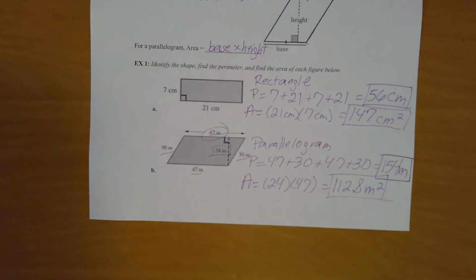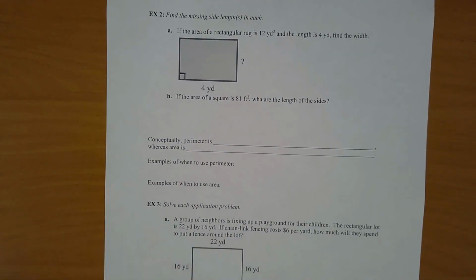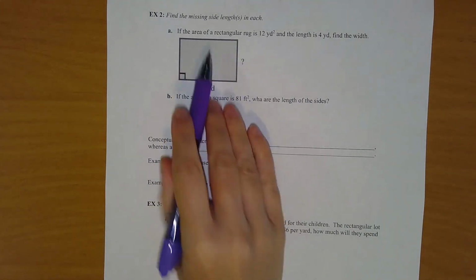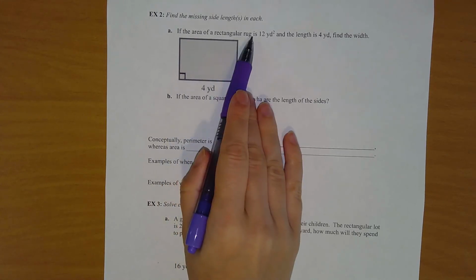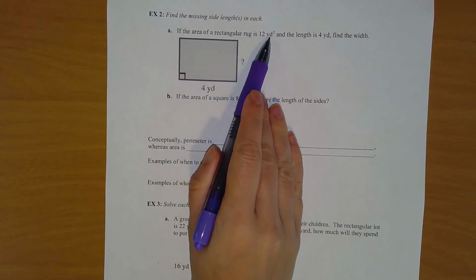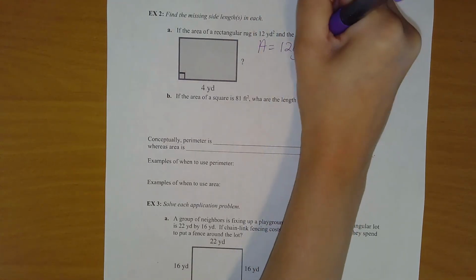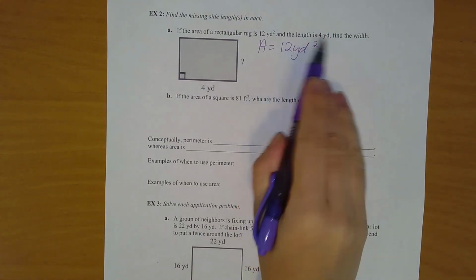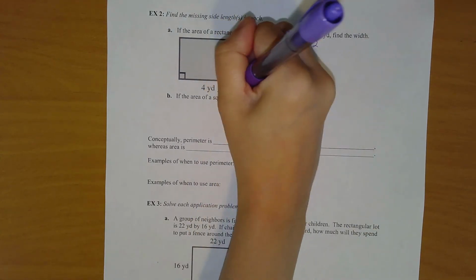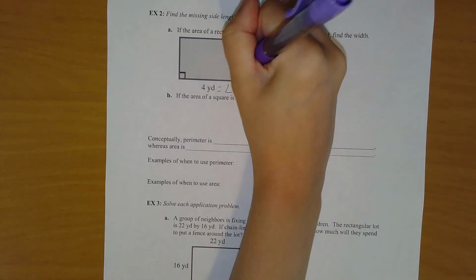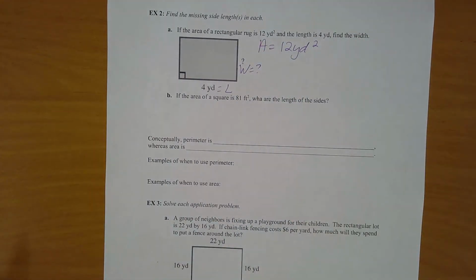Alright, let's move on to some more examples. In example 2, we're kind of going backwards. I'm giving you the area, and you're finding missing lengths. So in part A, we have a rectangle, and it says the area of a rectangular rug is 12 yards squared, so my area is equal to 12 square yards. The length is 4 yards, so there's my length. Find the width.